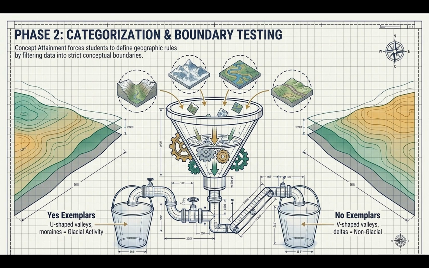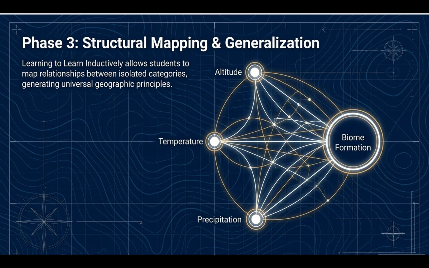Students must explain why an example belongs to a particular category and why another example does not. The teacher responds by asking guiding questions rather than immediately providing the answer. This process helps students develop accurate conceptual boundaries, classification skills, and evidence-based reasoning. Once categories have been established, students begin connecting them to form more general geographical principles.